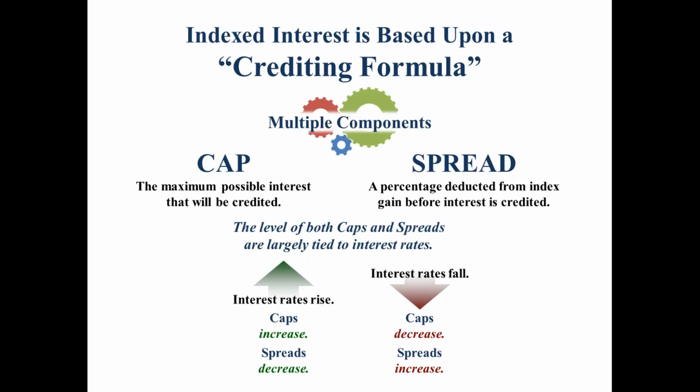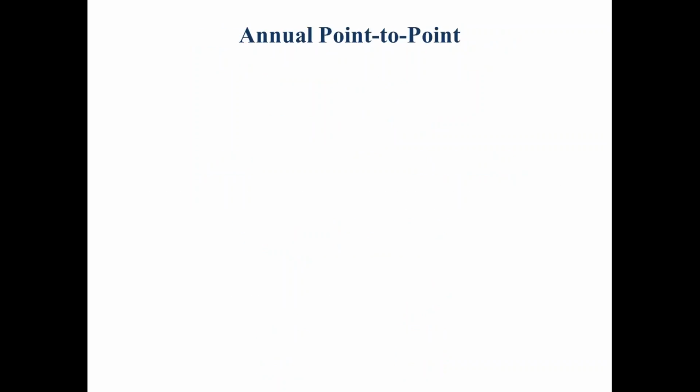Now that we basically understand these different elements of this formula, let's look at the different crediting formulas and how these things actually apply. The original and most common type of indexed interest strategy or crediting formula is called an annual point-to-point strategy. And an annual point-to-point strategy is kind of the benchmark.